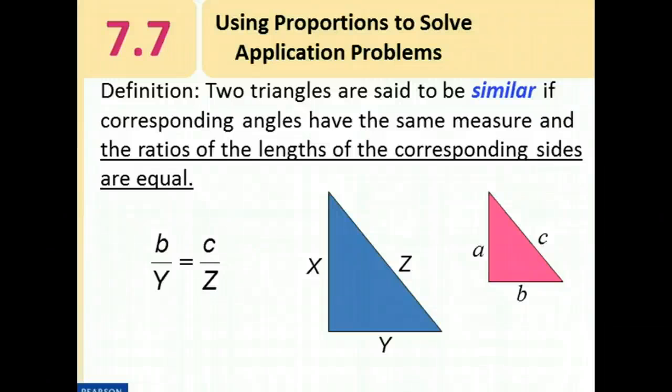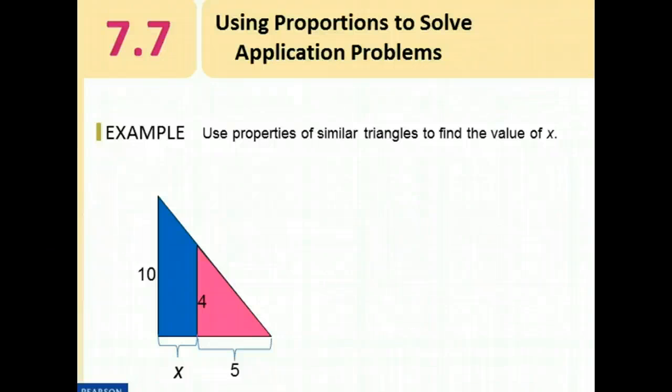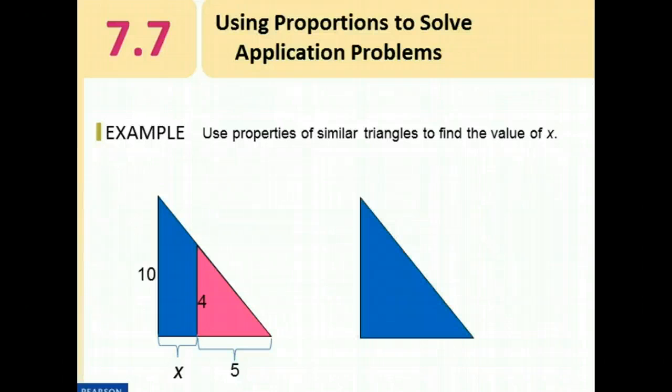Let's look at how to apply this principle with an example. In this example, notice that we have two triangles, one of which is overlapping the other. And because these two triangles are right triangles and they share an angle, that means that all three angles must be the same measure, and that makes them similar triangles. Whenever you have this type of picture where you have overlapping triangles, it is often easier to solve the problem if you first separate the two similar triangles that you're working with.